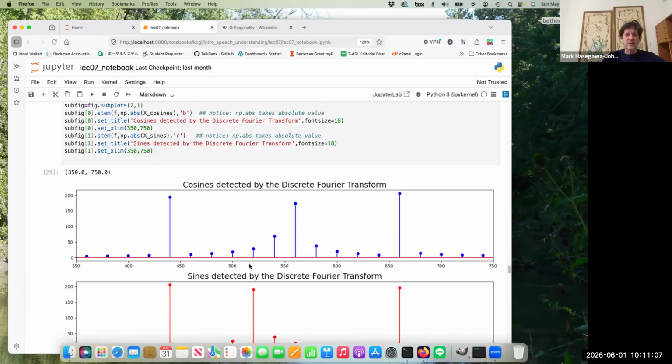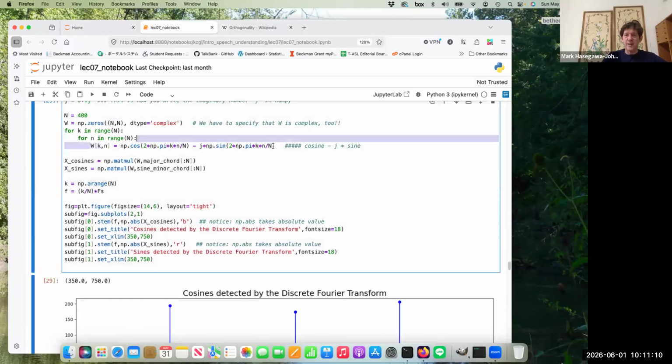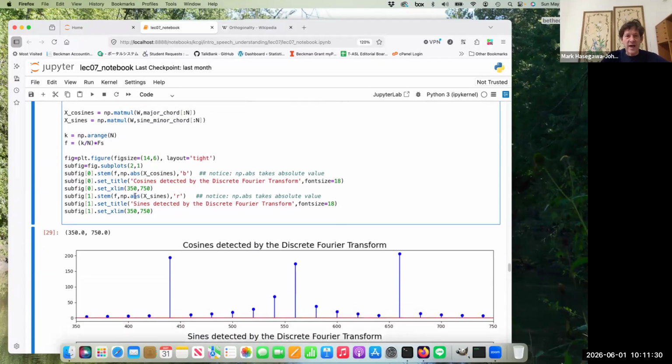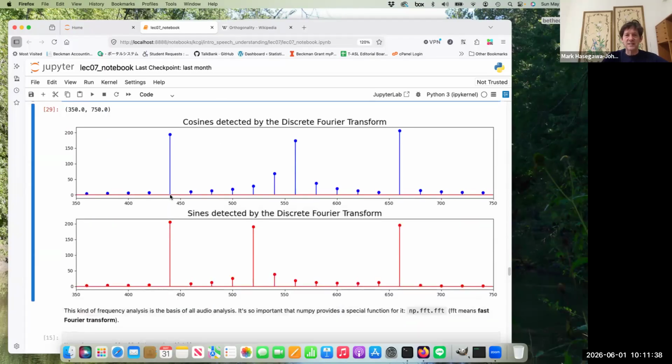And we see that by using complex numbers, by using this trick, where we use complex numbers to represent both the cosine phase and the sine phase in the same entry, in this matrix entry WKN, we do that by having it half real valued and half imaginary valued. And then we take the absolute value here, and that absolute value takes the square root of the imaginary part squared plus the real part squared. And it shows us that, yes, indeed, we do have in both of these a tone at 440, and another tone at 520, and another tone at 660.